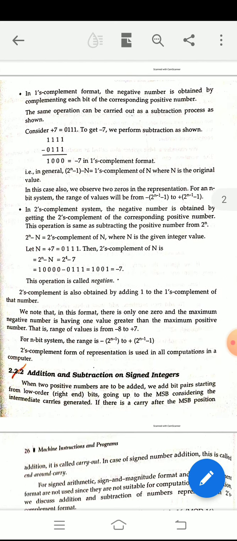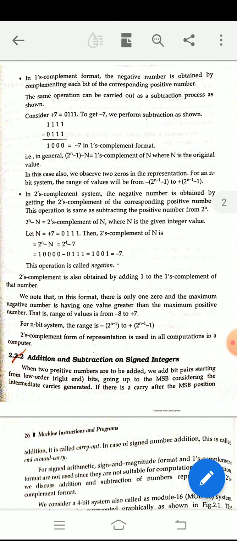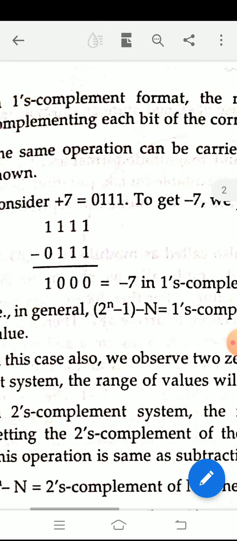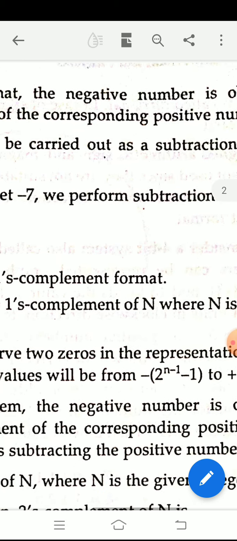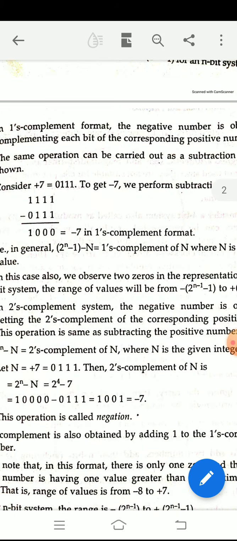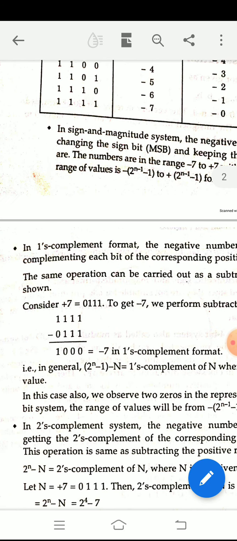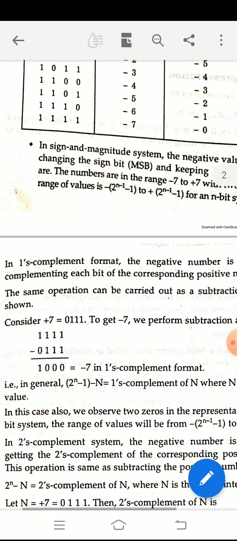Next is the 1's complement format. The negative number is obtained by complementing each bit of the corresponding positive number. The same operation can be carried out as a subtraction process, as shown. Consider, for example, plus 7, which is 0 1 1 1. To get minus 7, we perform the subtraction: plus 7 is 1 1 1, minus 7 is 0 0 0, and that is equal to minus 7 in 1's complement format.